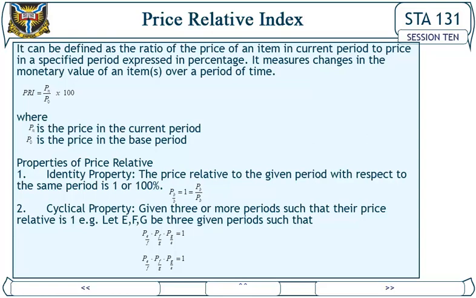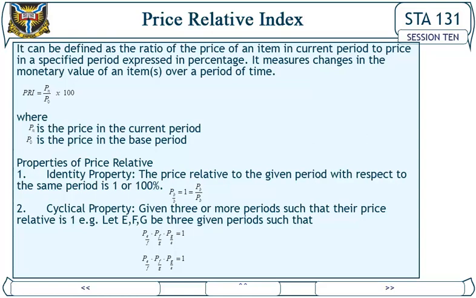Properties of price relative. 1. Identity property. The price relative of the given period with respect to the same period is 1 or 100%. PB over B is equal to 1 is equal to PB over PB.